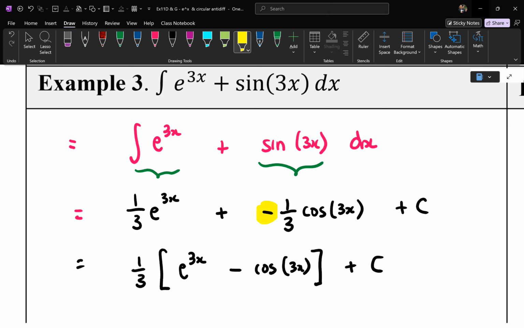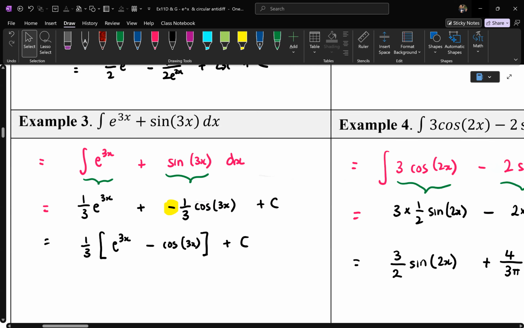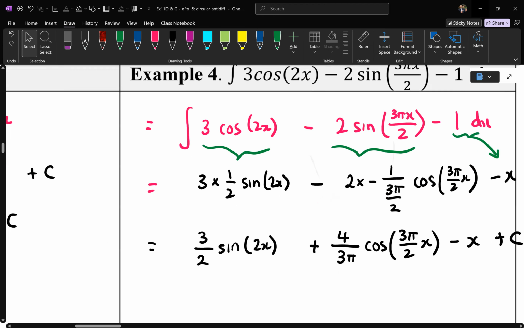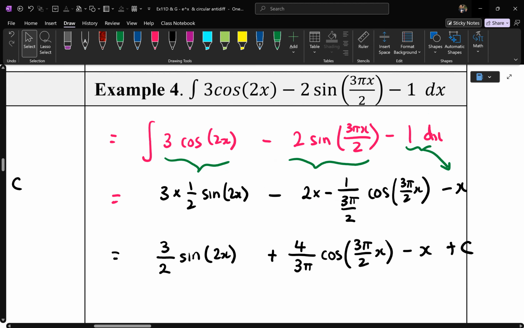Putting them together, I just took out the 1/3 as a common factor, and then it's e^3x minus cos of 3x plus c. Hands up, you got the correct answer. All right, well done. Next one. This one, there is just a fractional problem to see if you guys can do that. They do expect that in the exam.